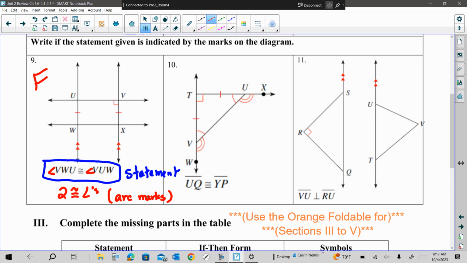Okay. So on 10, here's our statement where it says segment UQ. So if I go from U to Q, which is not on here, I guess that's supposed to. It's false. Yeah, it's false because the points are not on here. I thought it had UT and VT. So no, this is false as well.